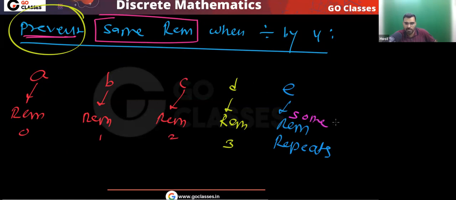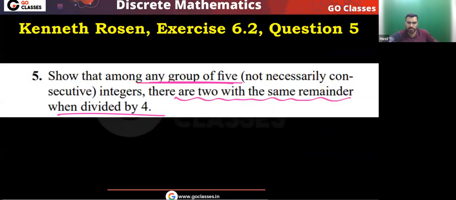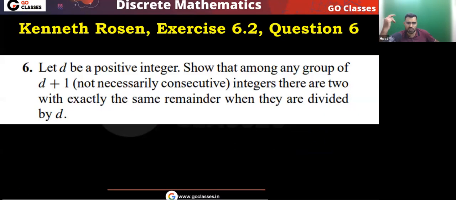Okay. Maybe this will give you remainder 2. If this gives you remainder 2, then these two have the same remainder. So very simple. The question is very simple. Now tell me the answer for this question.